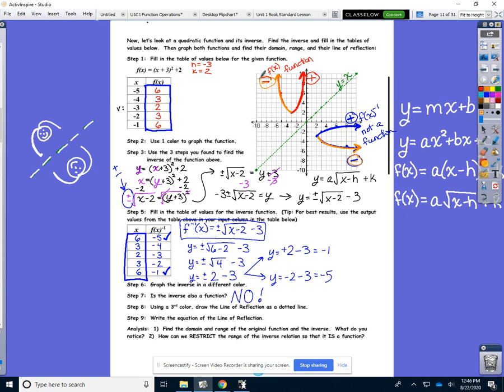So again, that's something that'll come into play a little bit later. Okay, so for our analysis, if you skipped through some of this, hopefully you'll catch up and just listen to the analysis. We want to find the domain and range of the original function, and we want to find the domain and range of the inverse. What do you notice? And then how can we restrict the range of the inverse so that it is a function?